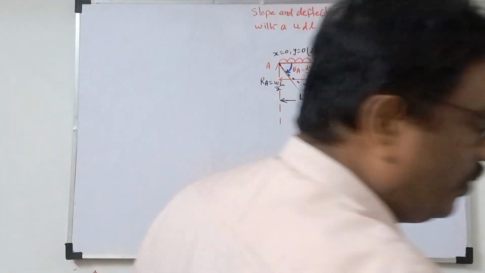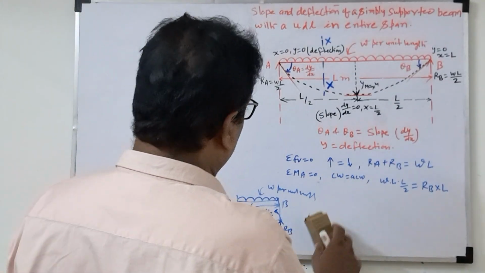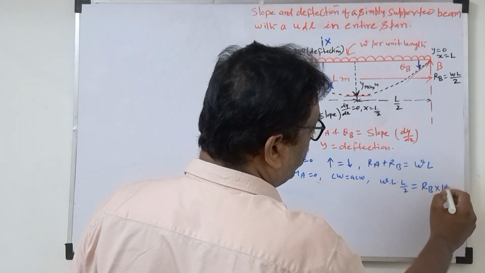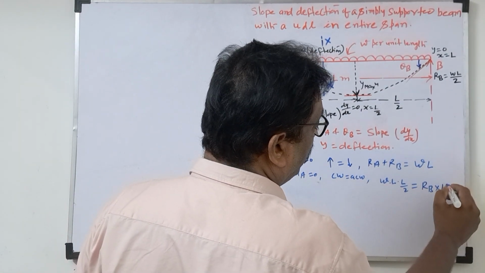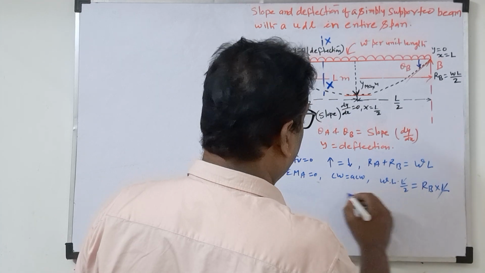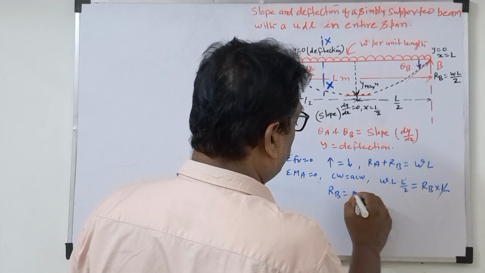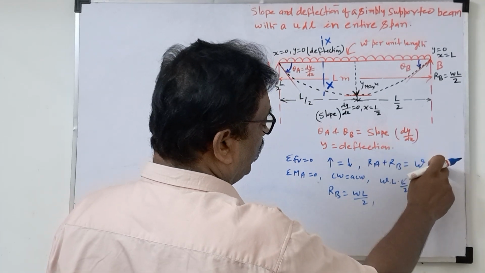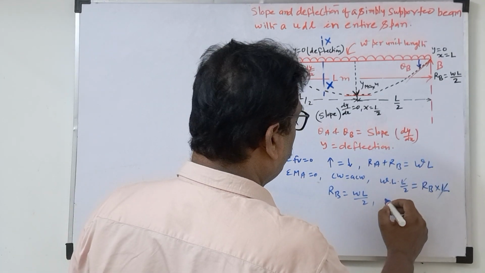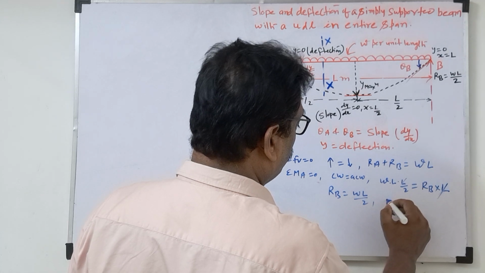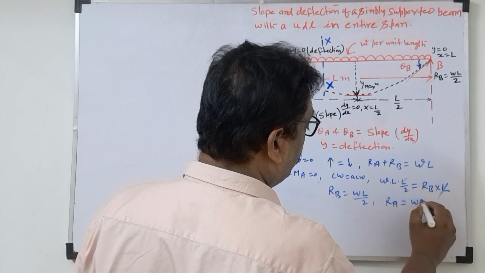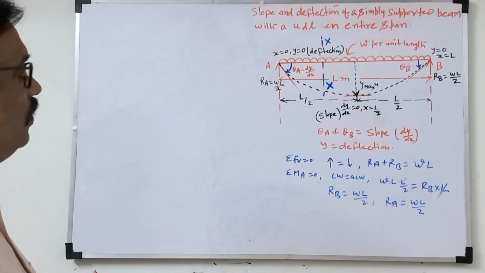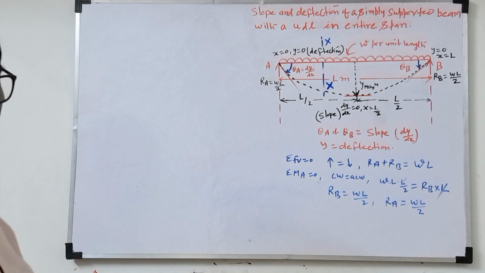Now we'll find the RA and RB values. Here L gets cancelled, so RB is equal to WL by 2. Then if you substitute, WL minus WL by 2 gives WL by 2 only. So RA will again be WL by 2. So both support reactions are WL by 2 and WL by 2.